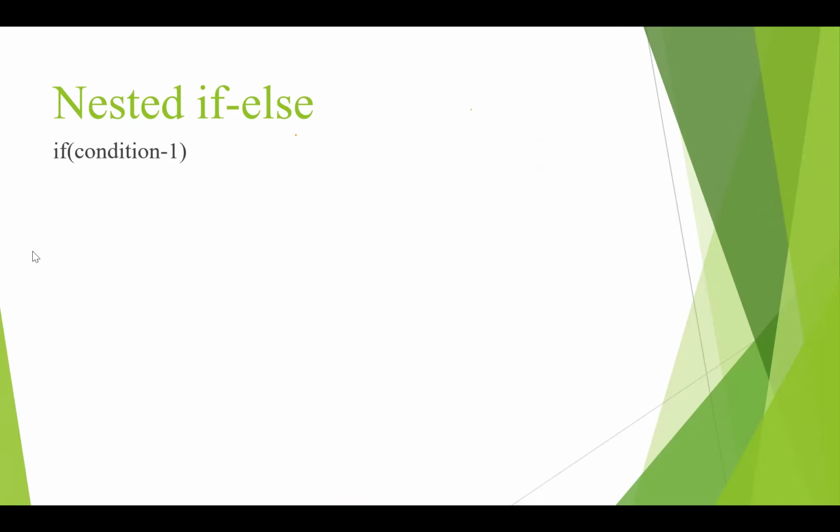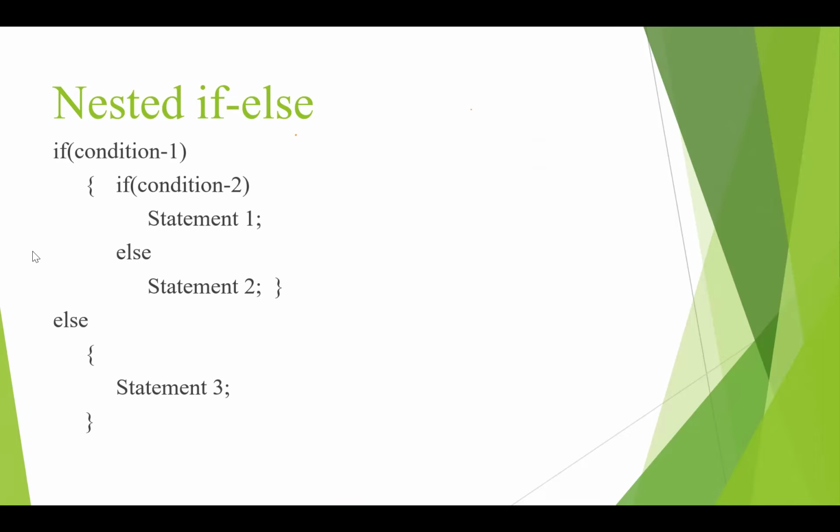The next one is nested if else. Nested if else means, see here, this is the syntax. Here, first check condition 1.